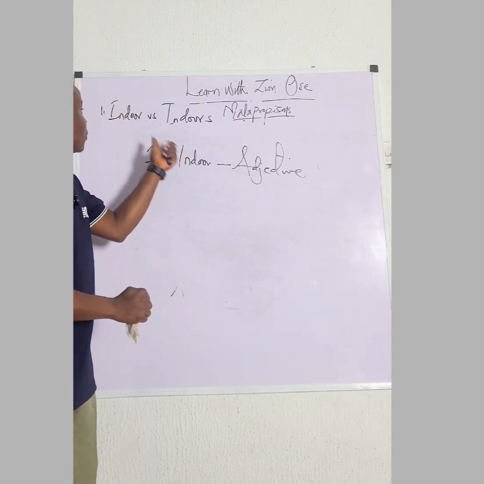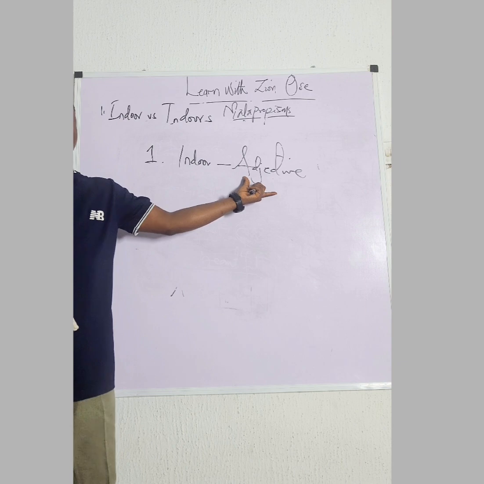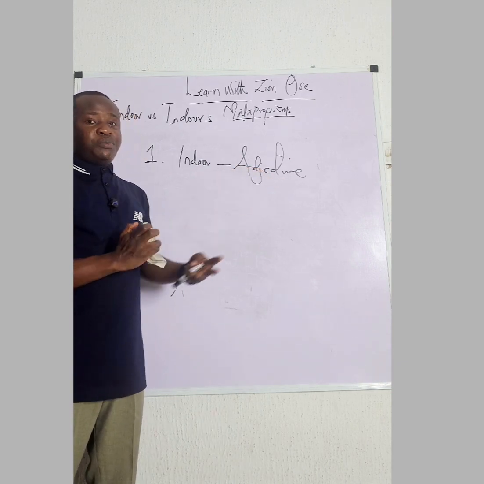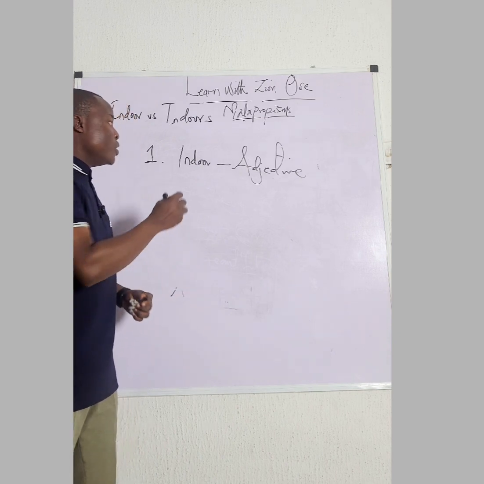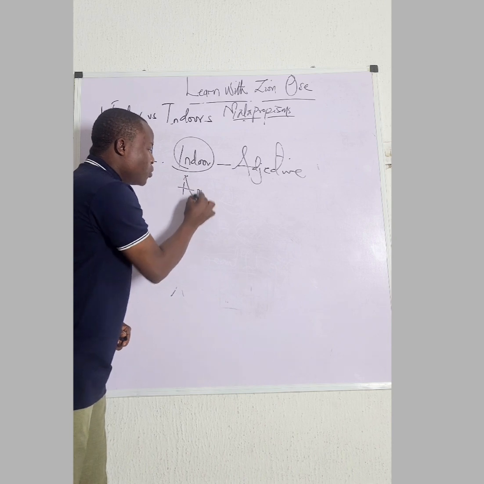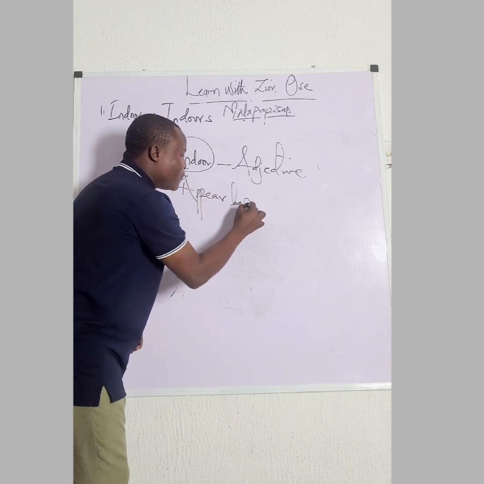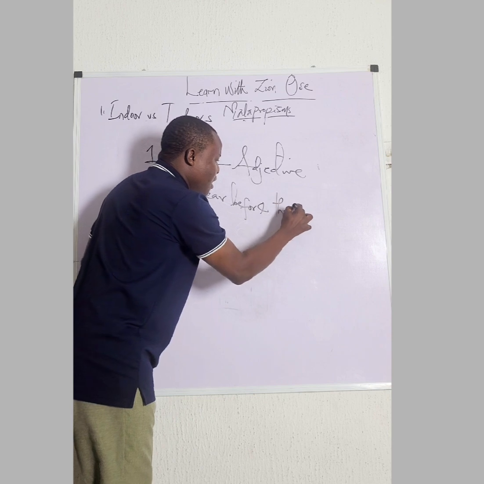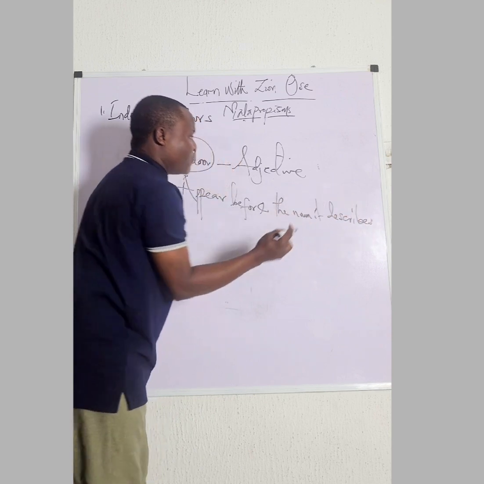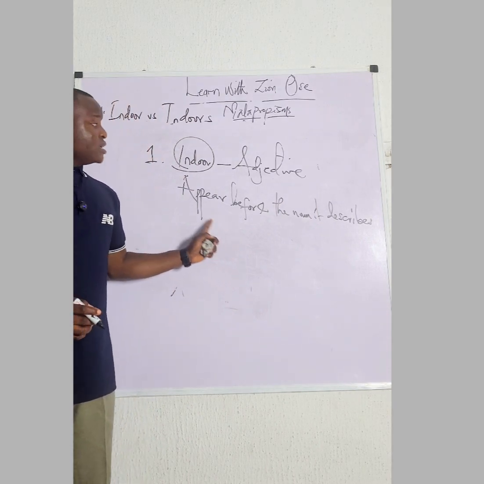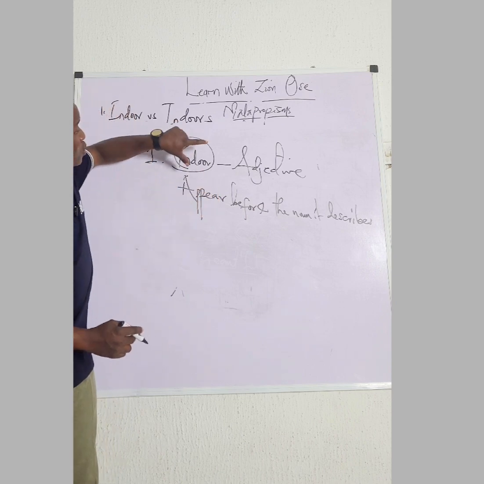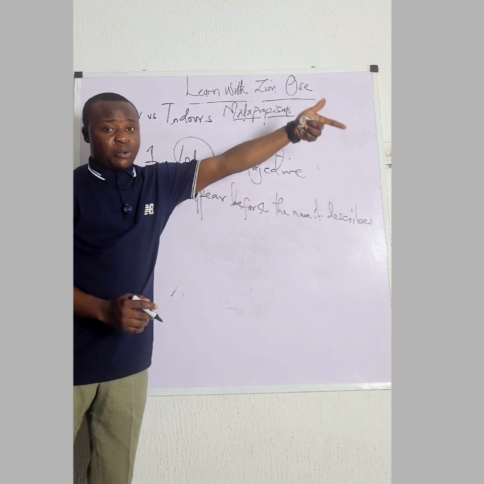So indoor without the S is an adjective. I'll take that again. It's an adjective, so it describes a noun and it is used attributively. What that means, therefore, is that indoor will always appear before the noun it describes, which means to use indoor, there must be a noun coming after it.